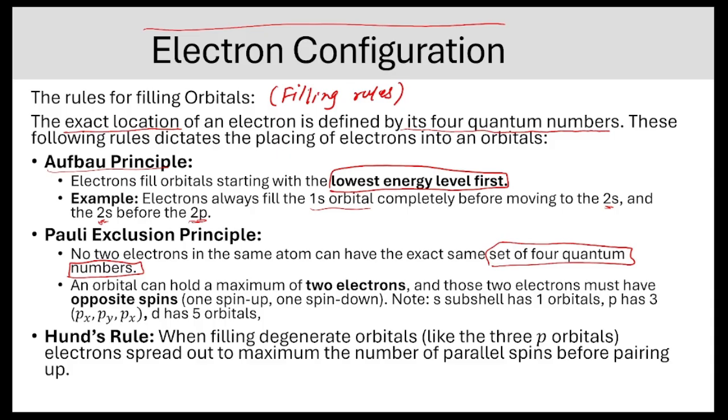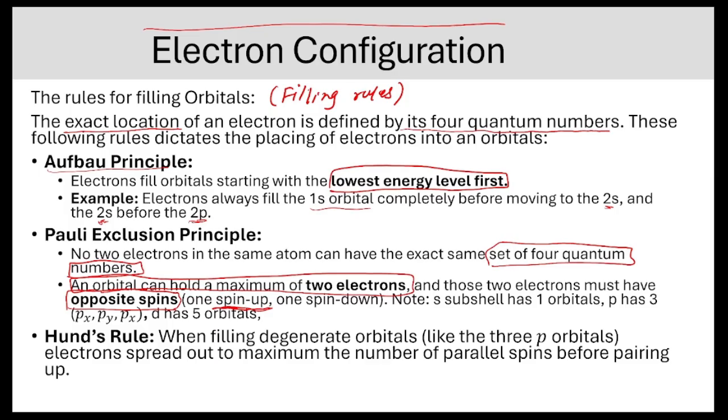We should also mention that a single orbital can have a maximum of only 2 electrons. Even if the three quantum numbers are the same, the two electrons within the same orbital will spin in two opposite directions. One will spin up, one will spin down, resulting in different quantum numbers.